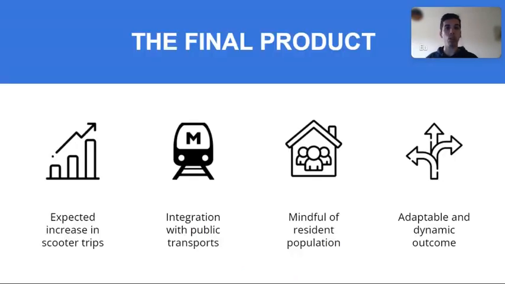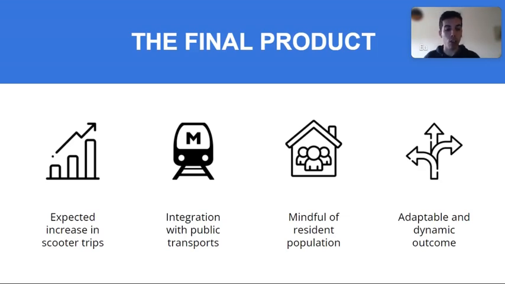So with our final product and solution, we expect to have an increase, of course, in the number of scooter trips. It's a solution that is integrated with the public transports, and it's mindful about the resident population, not only about the tourists. But most importantly of all, our solution and our product is adaptable, it's dynamic, and we strongly suggest the decision makers run, for example, our classification model with newly updated scooter trip data to catch the feature importance and the impact of each one of the features throughout the entire year, because we know there's a seasonality and there's temporal aspects in this data.